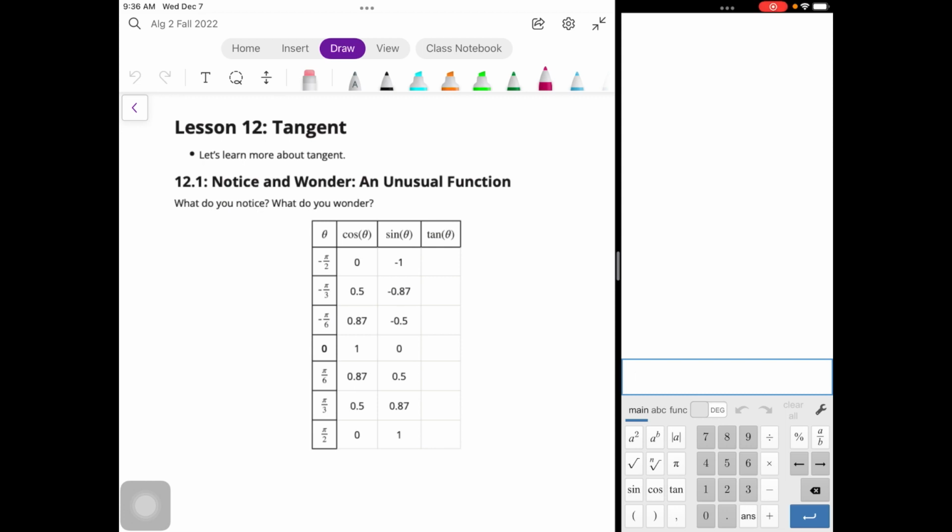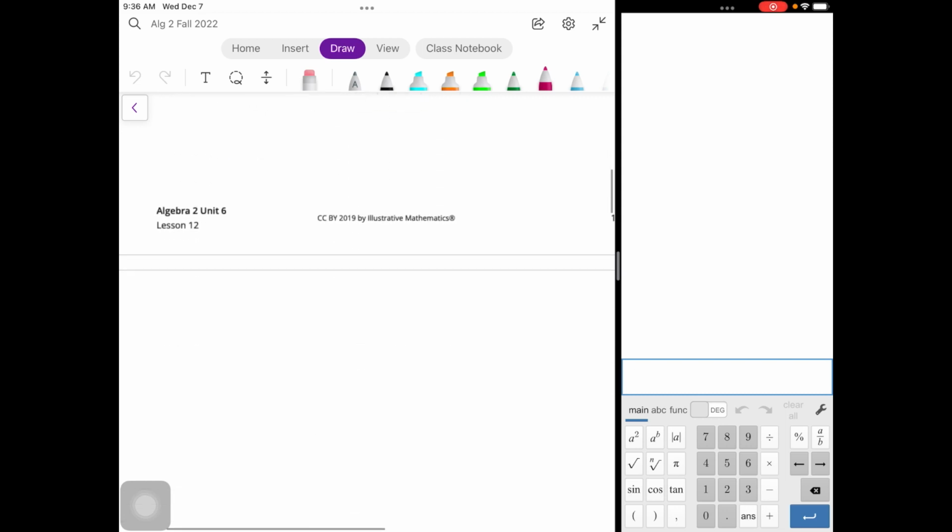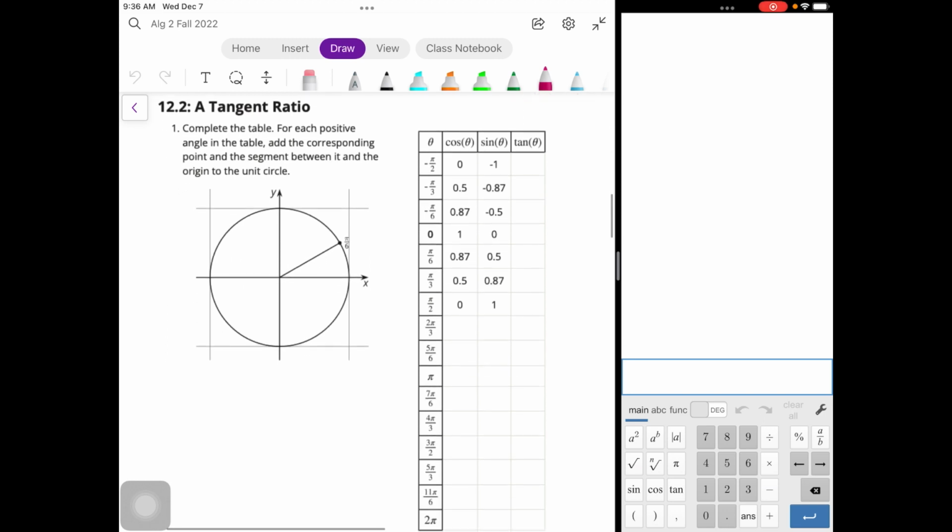All right, so now we're going to take a look at 12.2, and we're looking at that table again, but it's a little bit longer here. And so we're going to complete the table for each positive angle in the table and add the corresponding point and segment between it to the origin, and the origin to the unit circle. All right, so let's take a look at the first one.